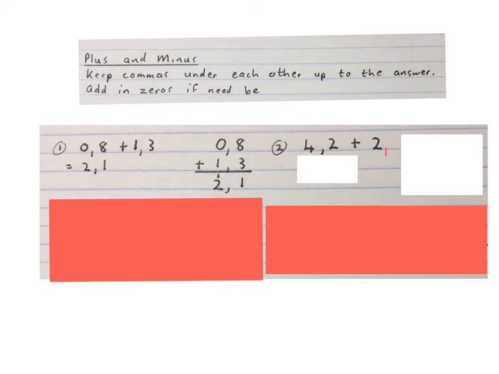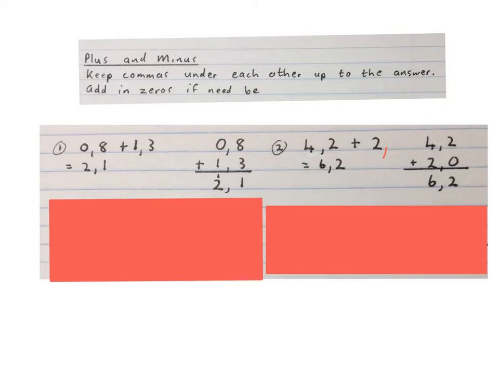Next one, 4.2 plus 2. First thing you need to remember, if there is no comma in a number, there is a comma right behind it. Now we write them underneath each other, keeping the commas underneath each other. You may add in a naught here if it suits you. And remember to put a comma in your answer. You add normally, 2 and naught is 2, and 4 and 2 is 6. Final answer, 6.2. Very few people have trouble with adding and subtracting decimals.